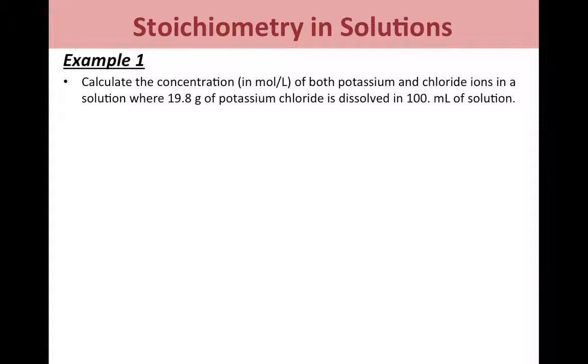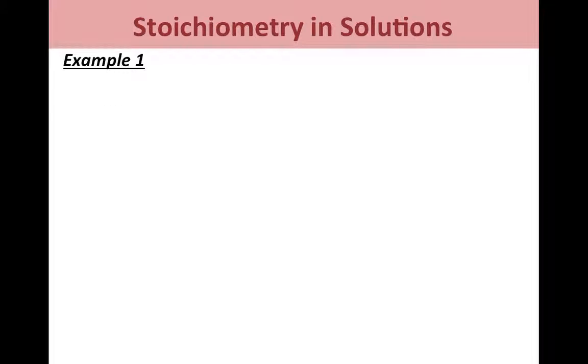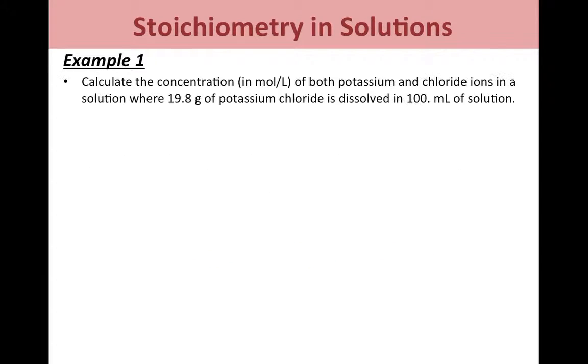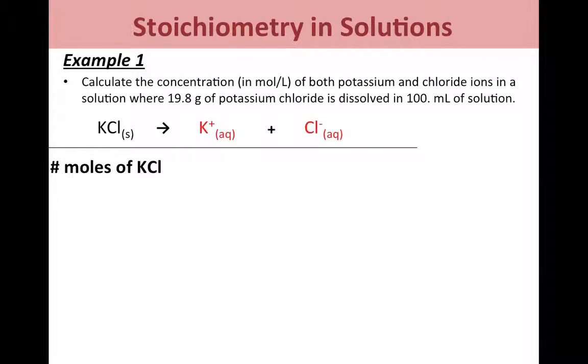So let's take a look at some examples of how you could do stoichiometry in solutions. Here's our first example. It says, calculate the concentration in moles per liter of both potassium and chloride ions in a solution where 19.8 grams of potassium chloride is dissolved in 100 milliliters of solution. First thing you need to do is write that dissociation equation out.